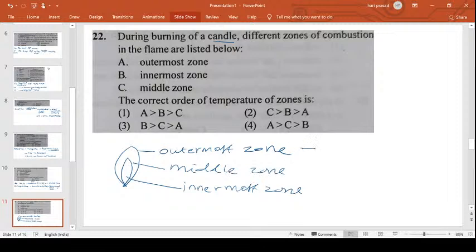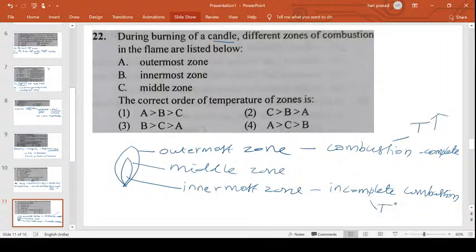In the outermost zone, combustion is complete. In the innermost zone, combustion is incomplete. Where there is complete combustion, the temperature will be high, and where there is incomplete combustion, the temperature will be low. Therefore, the temperature is high in the outermost zone and least in the innermost zone. The middle zone is in between.